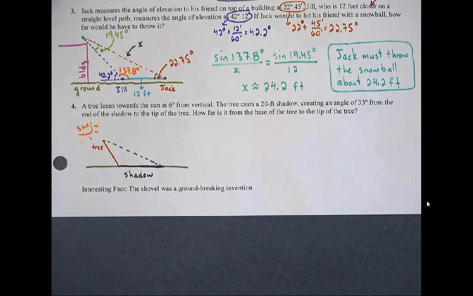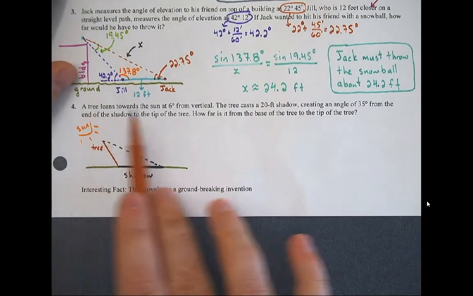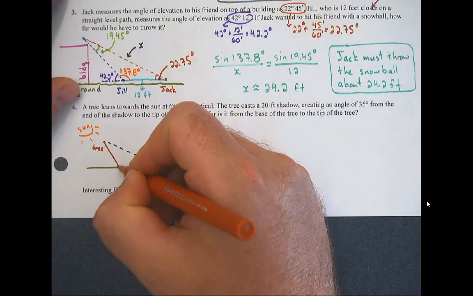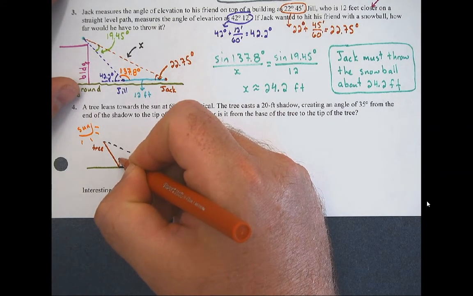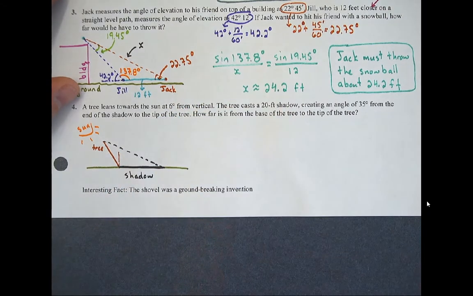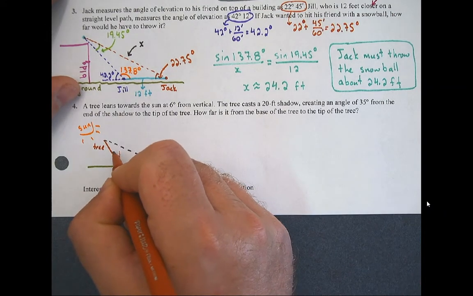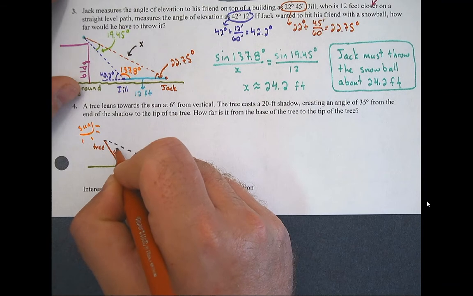Anything? Nope. That's all the physical stuff. So now we can start to add in some of the story. All right, so the tree leans 6 degrees from vertical. That means if you went directly vertical from the base of the tree, our tree is off of that by 6 degrees. So this here is 6 degrees.